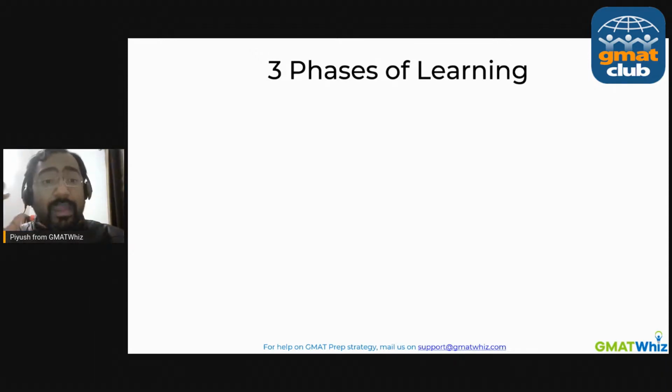So let's move to the phases of learning. In GMAT, what we recommend at GMATWhiz is that you should focus on 3 phases of learning. Overall, your entire preparation should be divided into broadly 3 phases. And this is something which is very critical. Many people do not understand these 3 stages, or they do not focus on the 3 stages in the right fashion, in the right order.